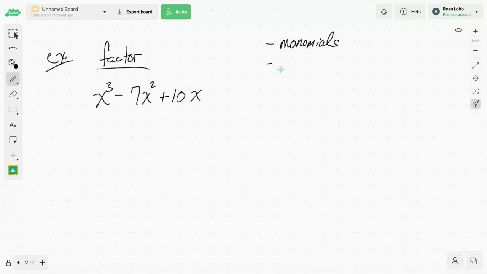Look for any monomials. Difference of squares, a squared minus b squared, for now. And there's going to be more built up. You're going to be looking for your monomial factor, difference of squares, and factoring quadratics. There are going to be some other patterns we add on to this, but this is what we're thinking.